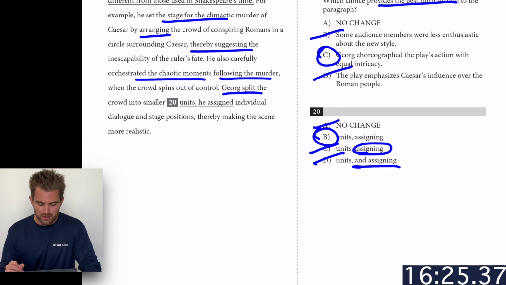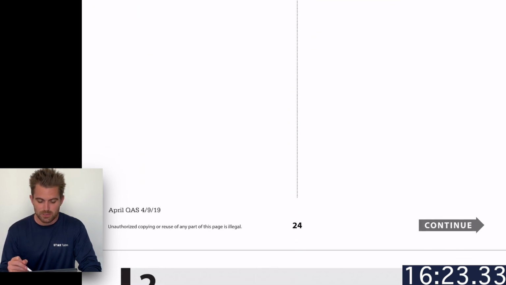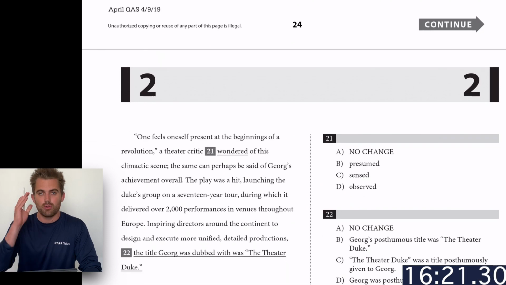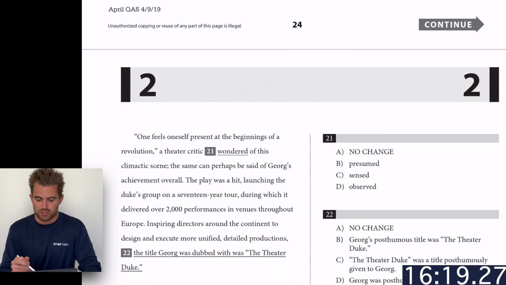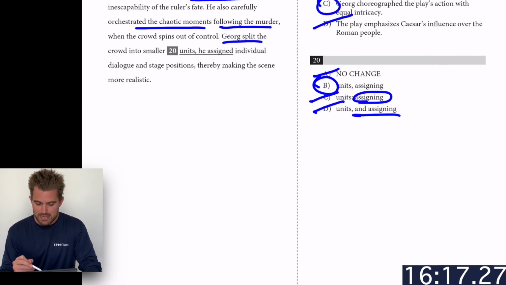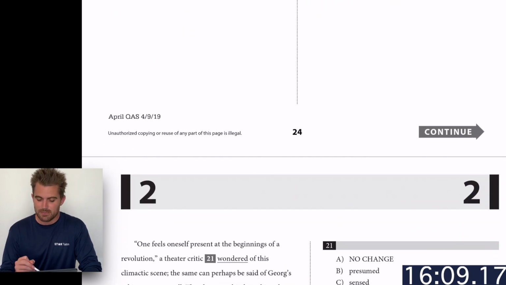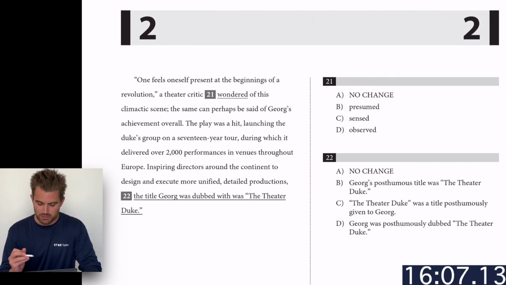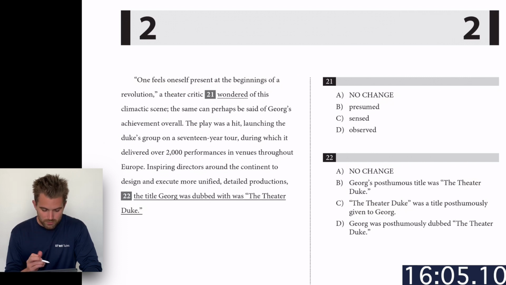That is a very, very difficult punctuation question, but if you know the rule and you know that semicolons have to have two independent clauses, you can go back up here and notice that they took the part about he assigned and just made it assigning, meaning that a semicolon is no longer useful. It is when it is he assigned, but that's not what the answer choice says, so we have to eliminate it.